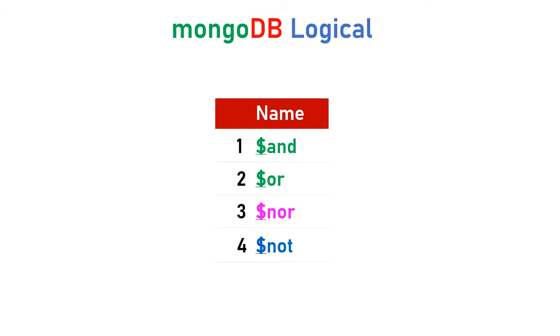MongoDB logical operators. There are 4 logical operators: 1, 2, 3 and 4. First is AND, second is OR, then NOR and NOT. We have already completed AND and OR. Now we are going to learn what NOR is. N-O-R, NOR, the third one. Okay.